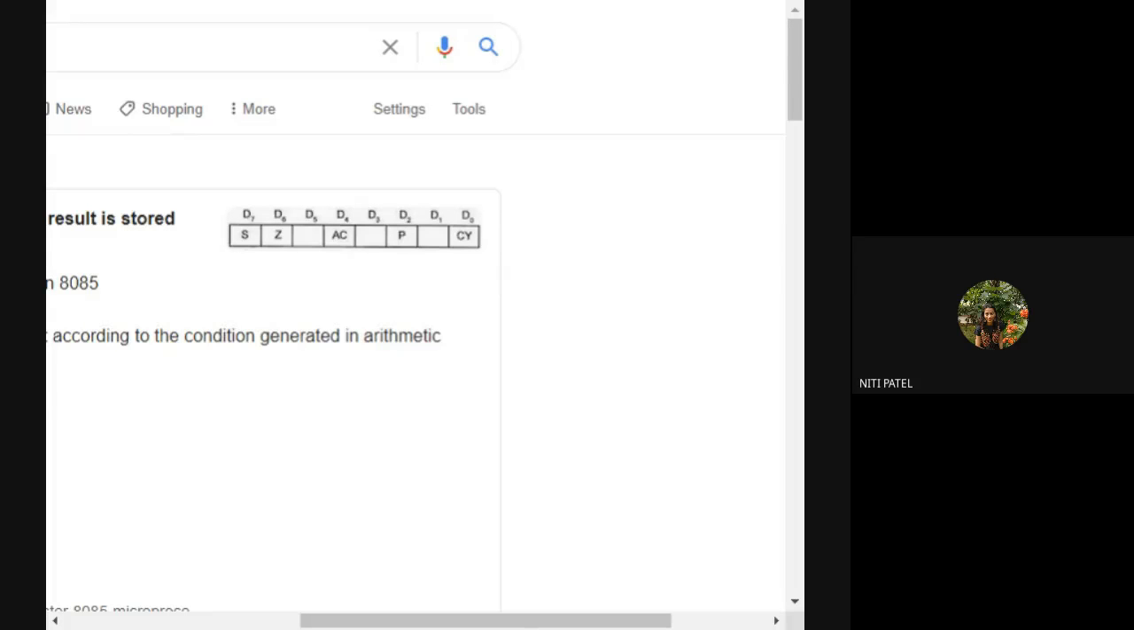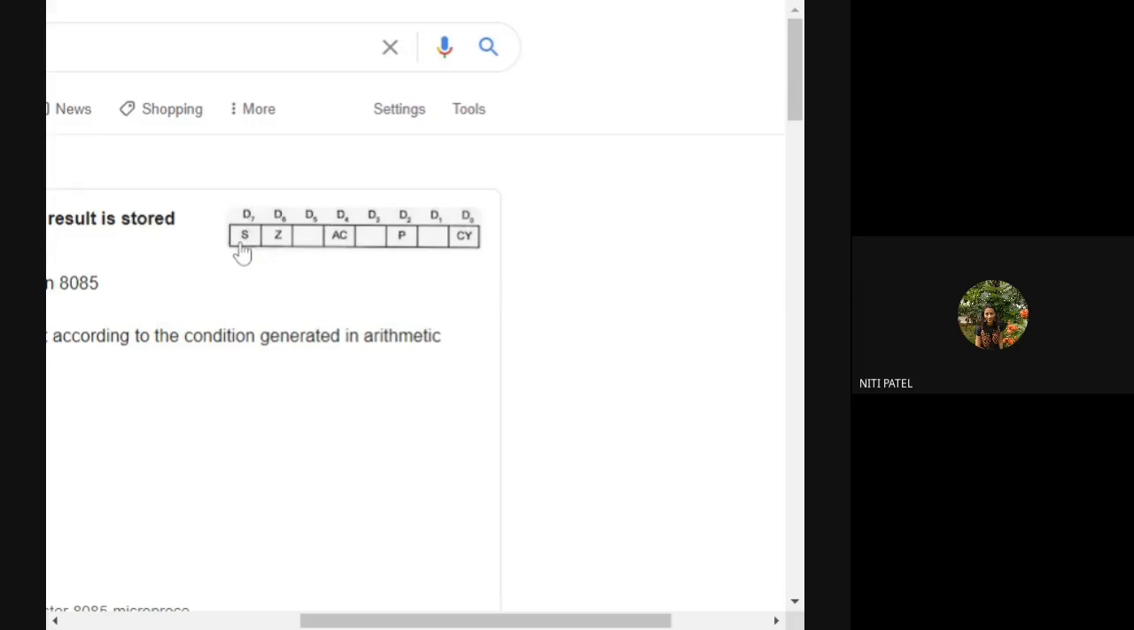So what are these D0 to D7? These are nothing but the bits. So how many bits does your status flag have? It has 8 bits, but for 8085. The number of bits for 80386 will be different. First is CY. Can you see that CY? It is for carry. P is for parity. A is for auxiliary carry. Z is for zero. S is for sign.